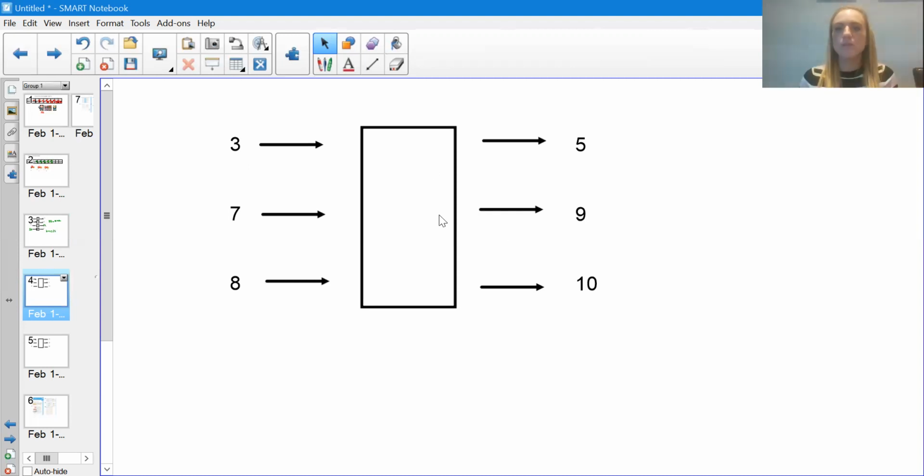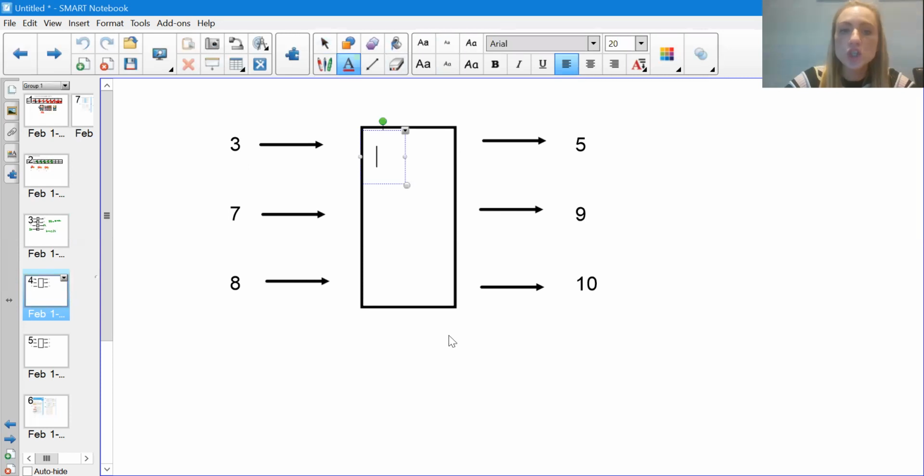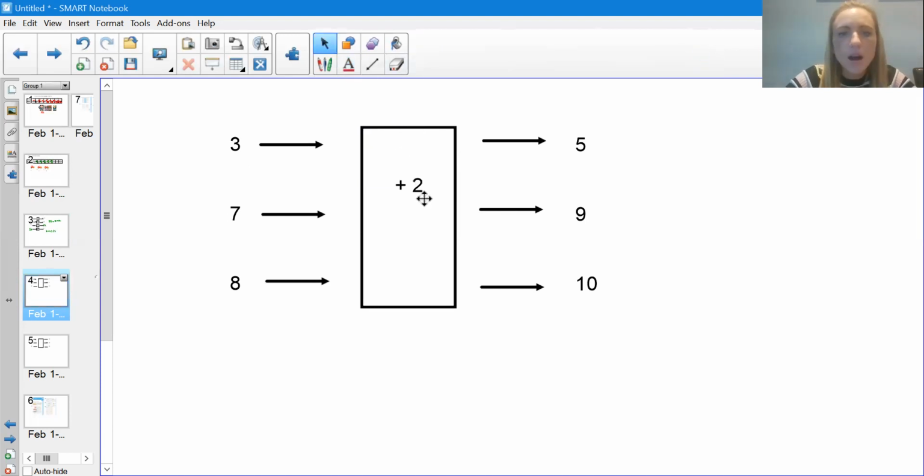So what is the difference between 3 and 5? What have I added to 3 to get 5? So my answer is 2. So I'm going to say my rule is add 2. But before I commit to that answer, I must check it works for all of them.